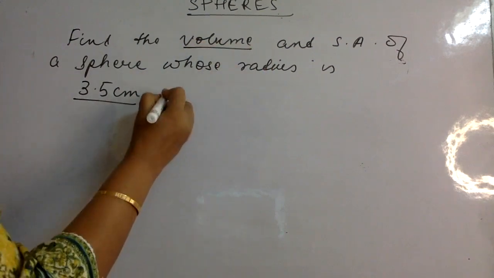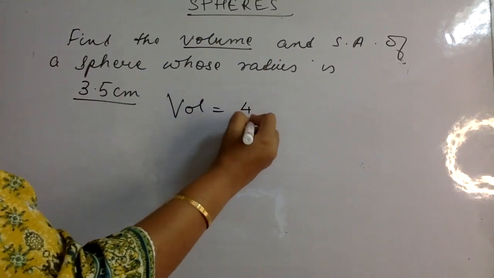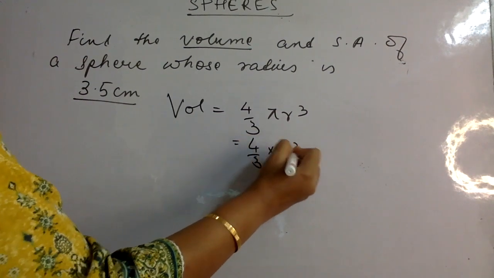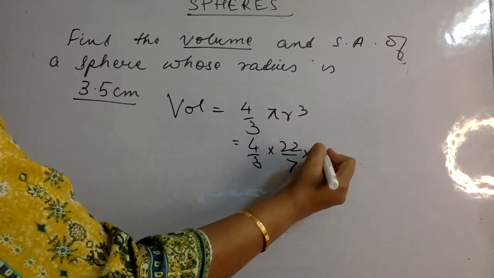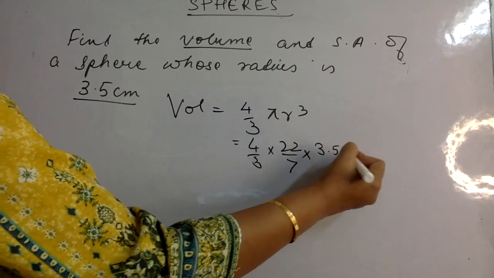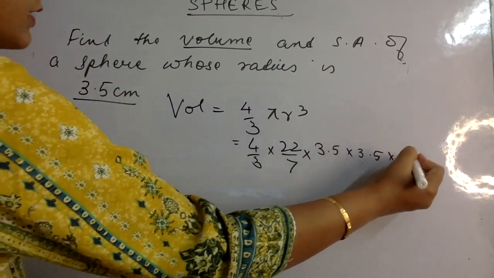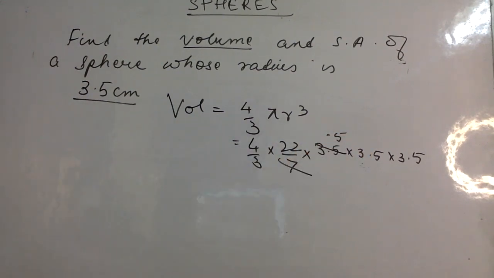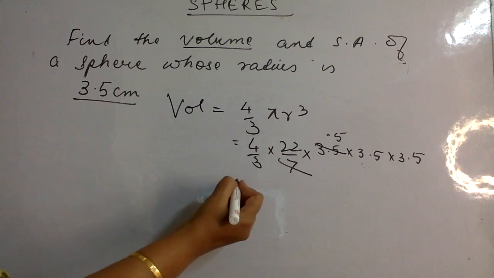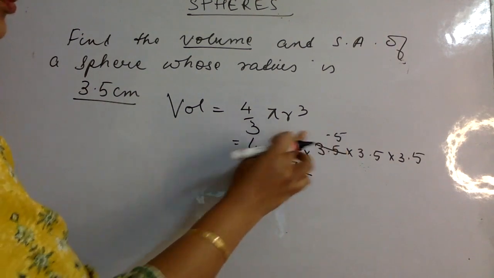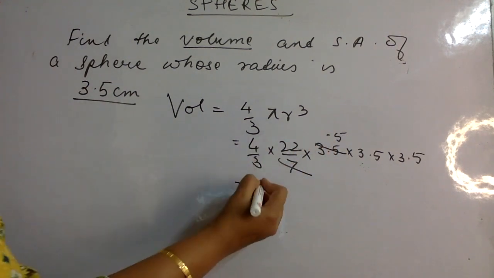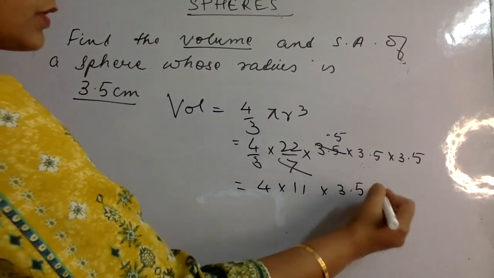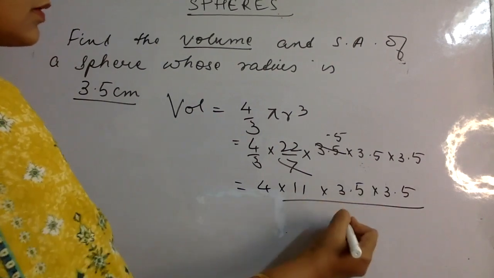First, the volume formula we know. Volume is equal to 4 by 3 pi r cube, which is 4 by 3 into 22 by 7 into r cube, 3.5 into 3.5 into 3.5. This is how you should write 0.5. Now if I multiply, 0.5 means half, so 4 into 11 into 3.5 into 3.5 by 3.